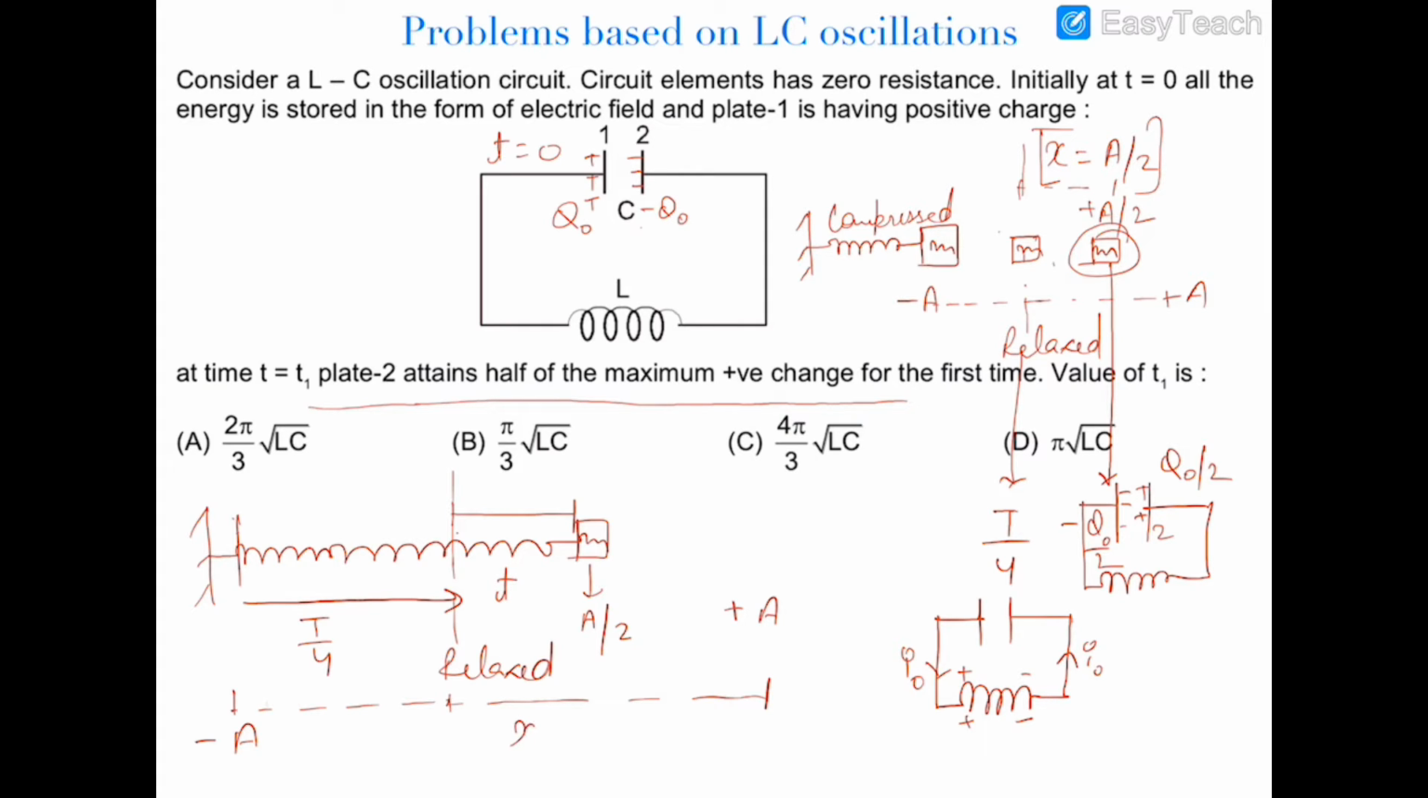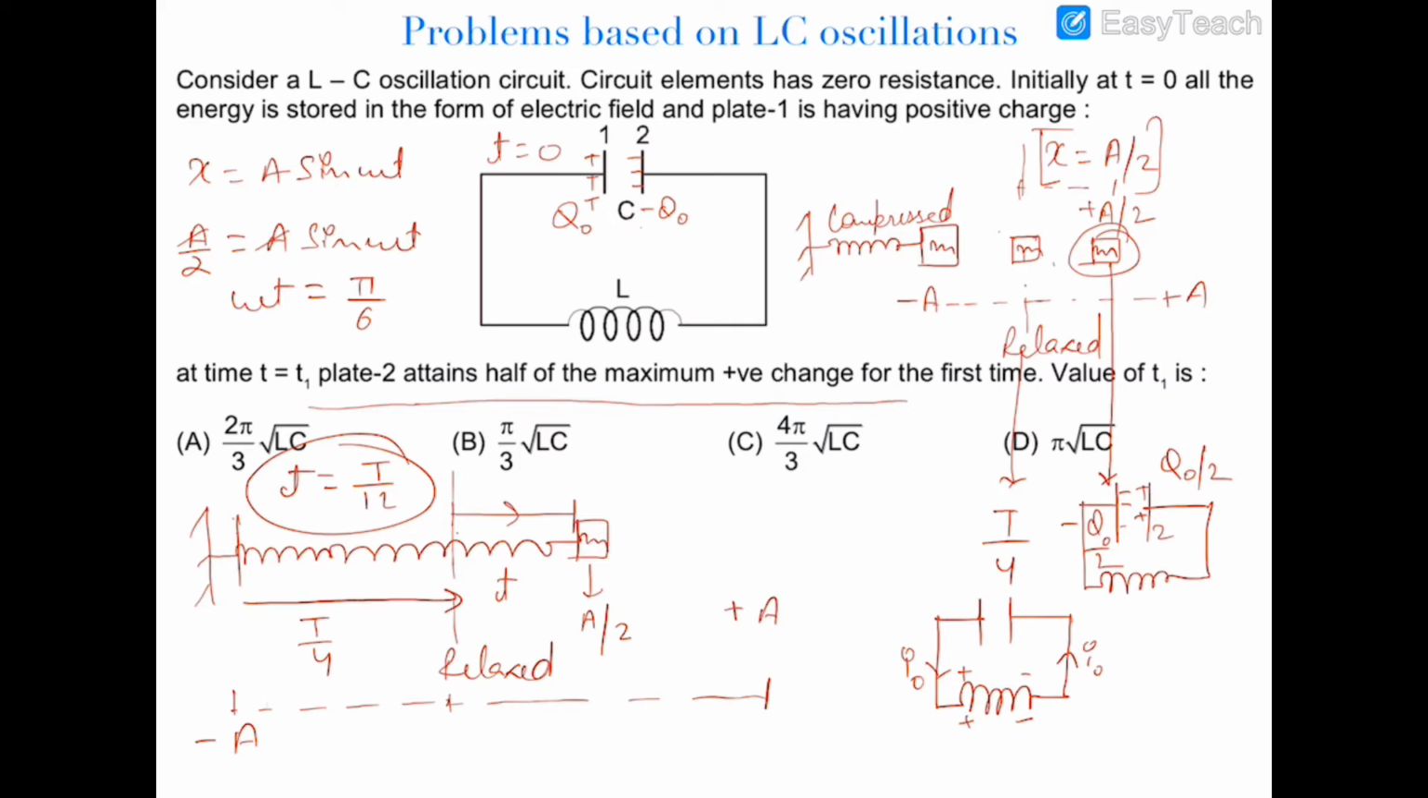We use the equation of SHM, x equal to A sine omega t, and this x is A by 2. We need to calculate only the time in which the block moves from 0 to A by 2. So A by 2 equals A sine omega t. We know that omega t will be equal to pi by 6, and omega is obviously equal to 2 pi by T, and hence the time t will be equal to T by 12. So this time t would be equal to T by 12.